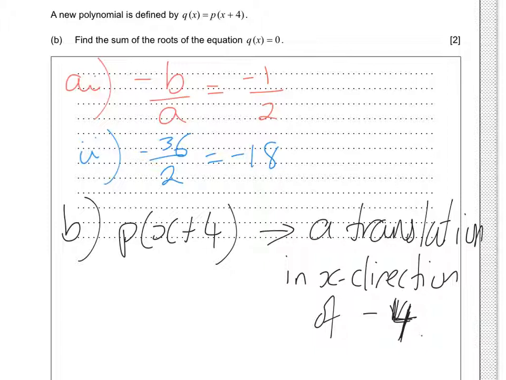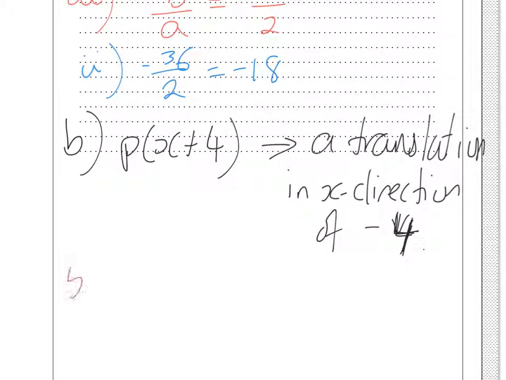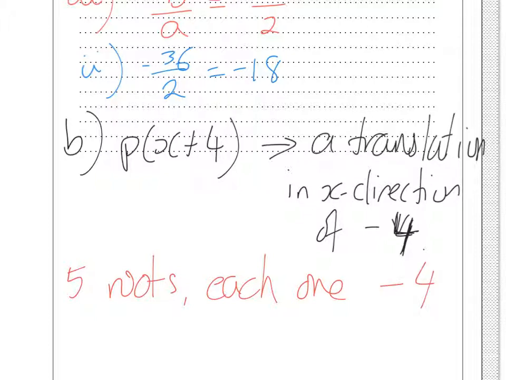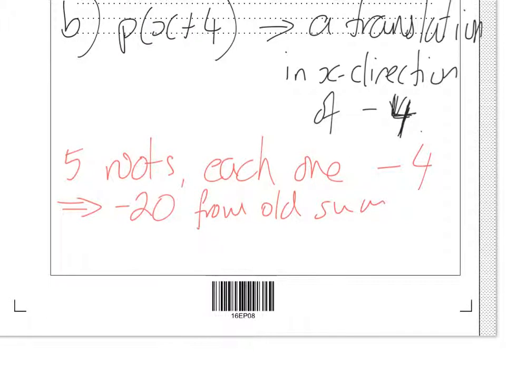It's a quintic. It's a polynomial of order 5, so there's 5 roots. Each one has 4 subtracted from it, for a total of subtracting 20 from the old sum. And the old sum, just to remind you, was minus a half. So that's minus a half minus 20, which is minus 41 over 2.